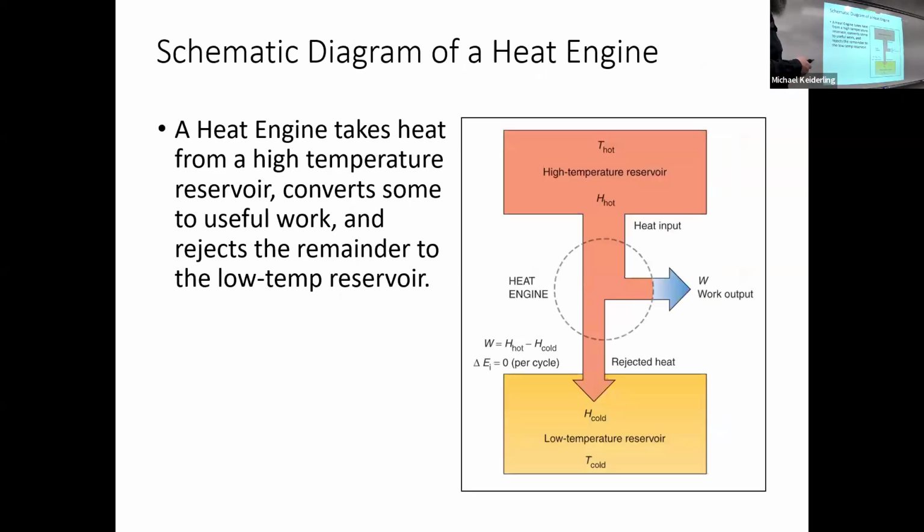So a heat engine is something that takes heat from a high temperature reservoir, moves it to a low temperature reservoir, and converts some of it into work in the process. And the efficiency of a heat engine depends on the difference in temperature between the high and low temperature reservoirs. The bigger the difference, the more efficient it can be. That's a consequence of the second law of thermodynamics. But that's a heat engine.